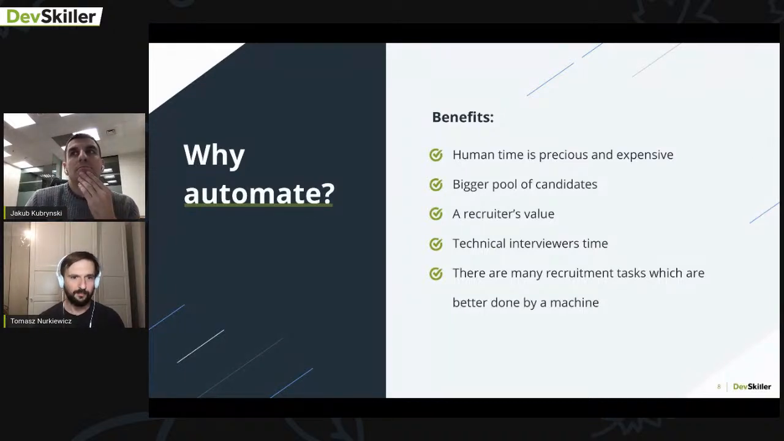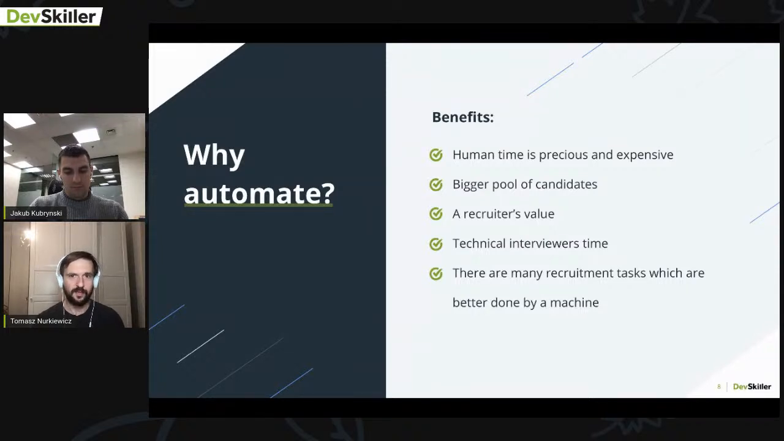Remember that people are very unique, and also people are very expensive, and their time is precious. So please make sure that if you're using a physical person like a recruiter or a technical person, they are using their unique skills to do things that cannot be done by a machine.